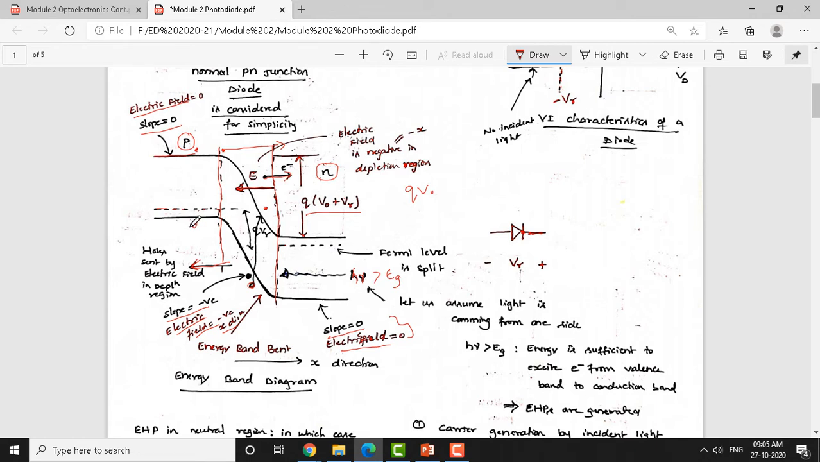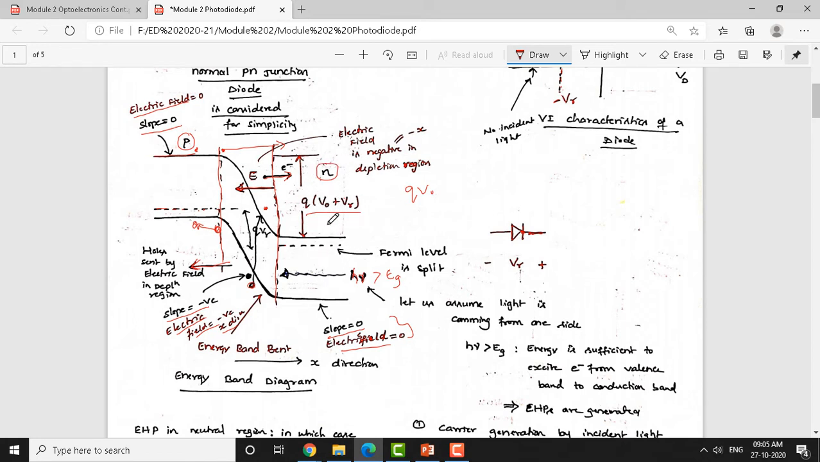therefore this hole will be pushed back into the neutral P region itself. Even if the hole comes near the depletion region, this electric field is acting from N to P, therefore this hole is pushed back into the P region itself. The same scenario happens in the neutral N region also.